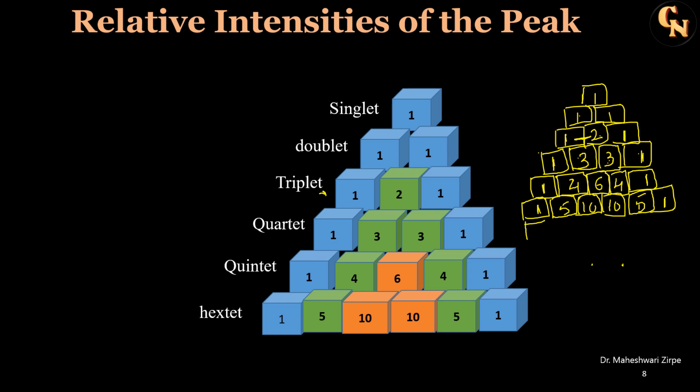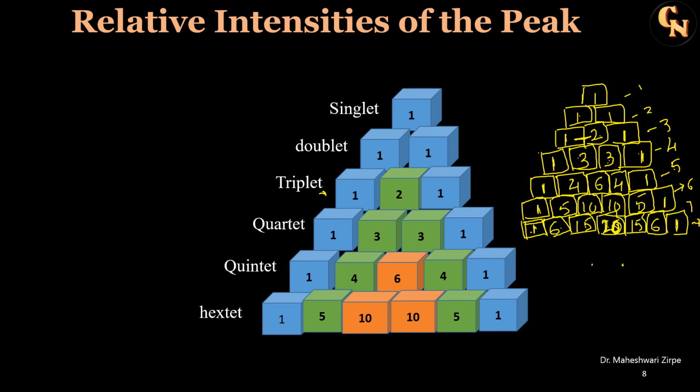Okay, now let us see for 7 layers, that is 7 boxes. Now for 7 boxes, 1, 2, 3, 4, 5, 6, 7. The extremes will be again 1. 1 plus 5 is 6, 5 plus 10 is 15, then 10 plus 10 is 20, 10 plus 5 is 15, 5 plus 1 is 6, and 1. So this will be for 7 peaks. Okay, this is for 6 peaks, 5 peaks, 4 peaks, 3, 2, and 1.